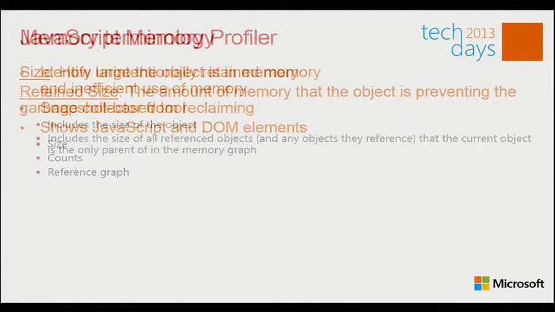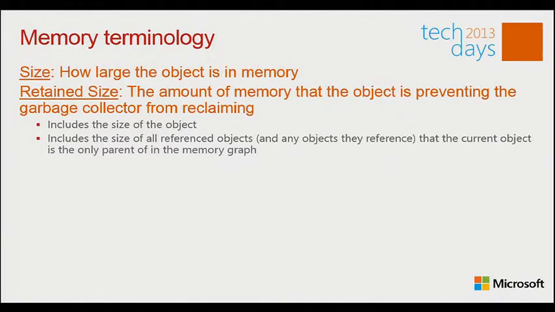So size is just how large is the object in memory. That's the easy one. Retained size is the more difficult one to understand, but probably the more useful in actually determining what the cause of your memory leak is. It's the amount of memory that the object is preventing the garbage collector from reclaiming. So this is the size of the object plus the size of all referenced objects that the current object is the only parent of in the memory graph.